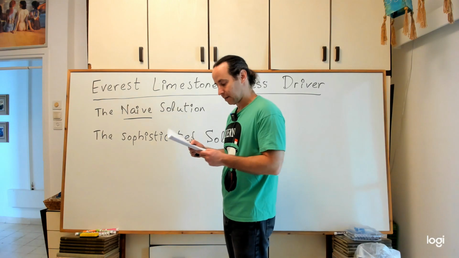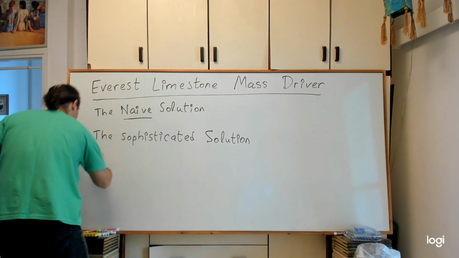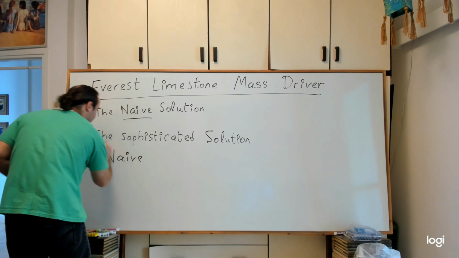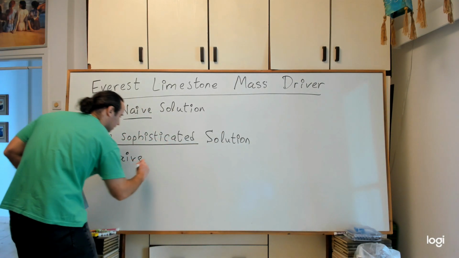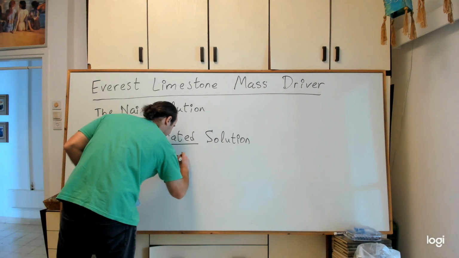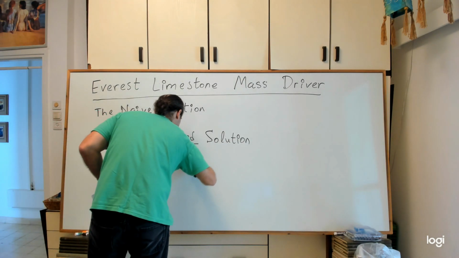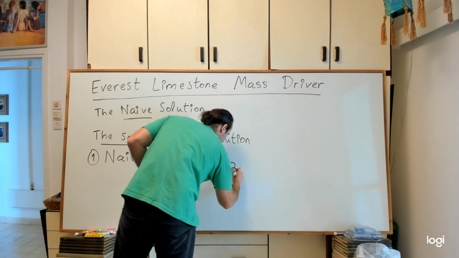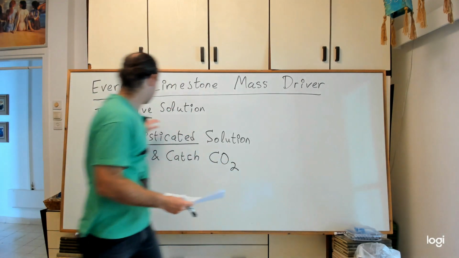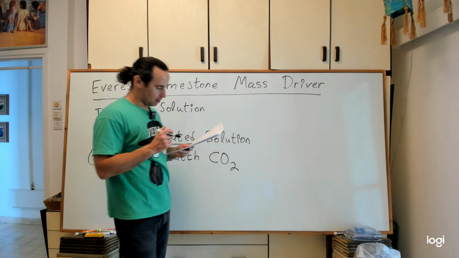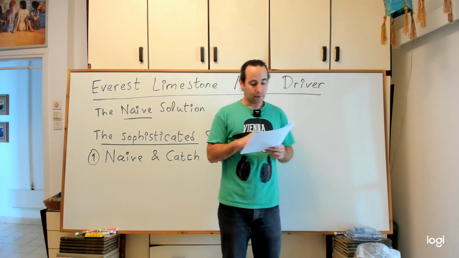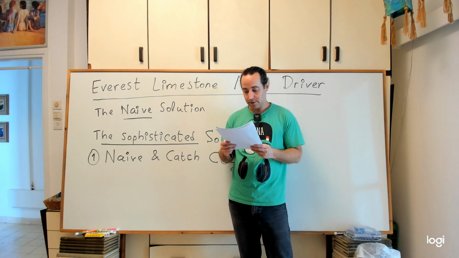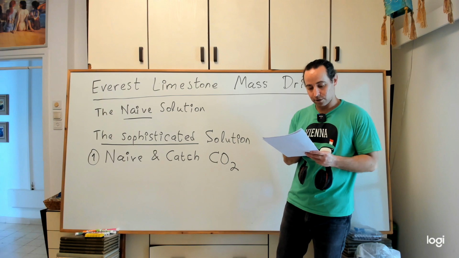Step 1, naive and catch CO2. Okay, this is the sophisticated solution. Naive and catch CO2. Do the naive solution, but catch the CO2. My example will be the Great Barrier Reef in Australia. The limestone will be quarried in Australia, maybe from limestone coast.